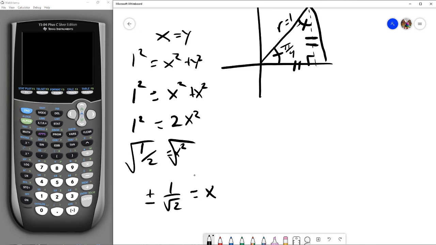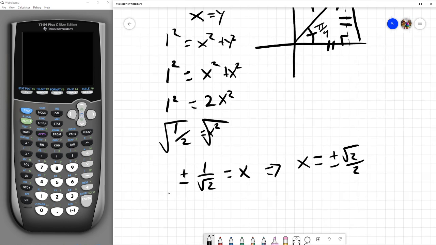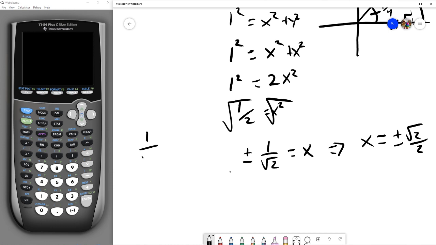So plus or minus 1 over square root 2 is equal to x. Whenever you square root, do not forget that plus or minus. Now, we're going to rationalize the denominator. That means x is going to equal plus or minus square root 2 over 2. To rationalize the denominator, we'll do our scratch work over here real quick. We multiply by root 2 over root 2, giving you root 2 over 2, because square root 2 times square root 2 is square root 2 squared, so the square root and the square cancel out, giving you 2.